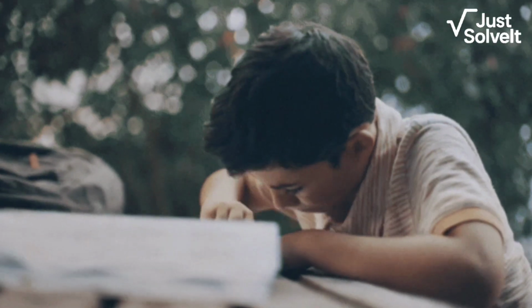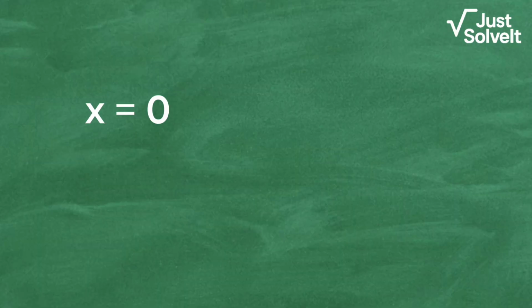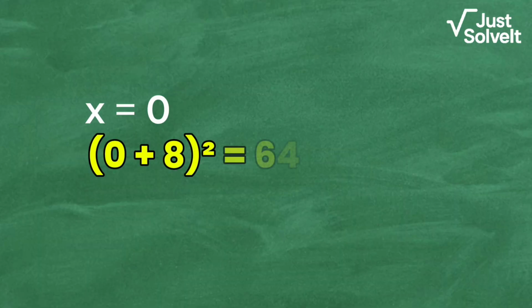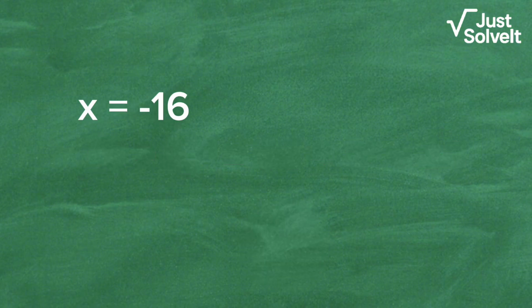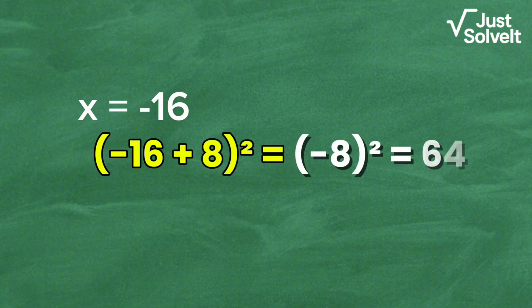Let's verify both values. x = 0: (0 + 8)² = 8² = 64. Correct. x = −16: (−16 + 8)² = (−8)² = 64. Also correct. Both values satisfy the original equation.